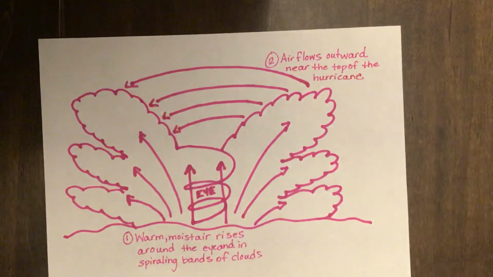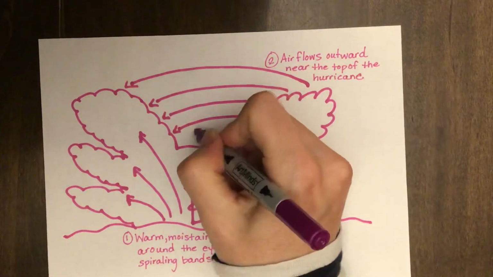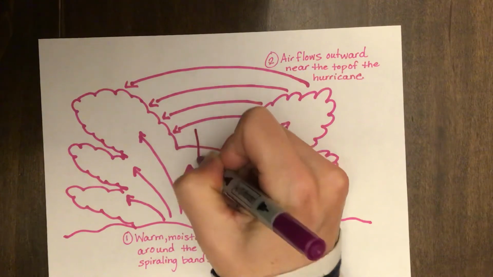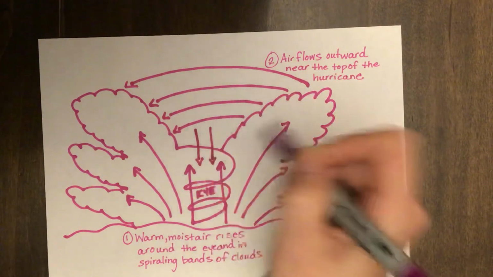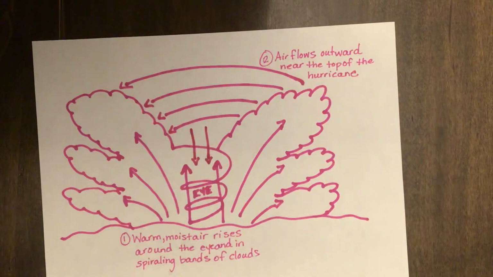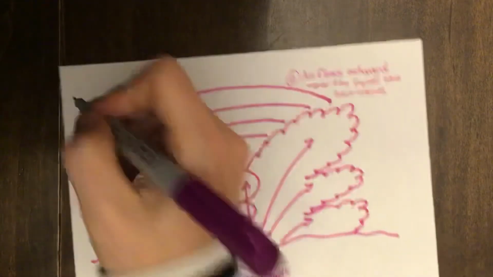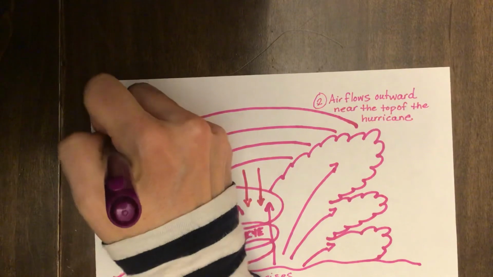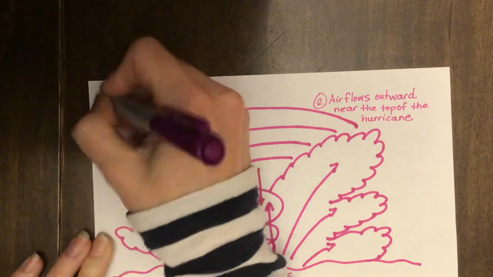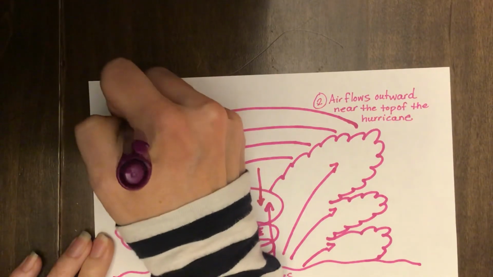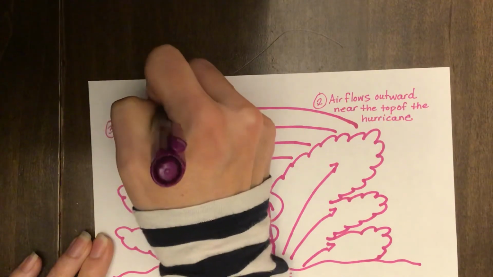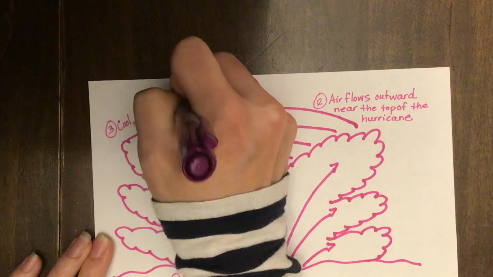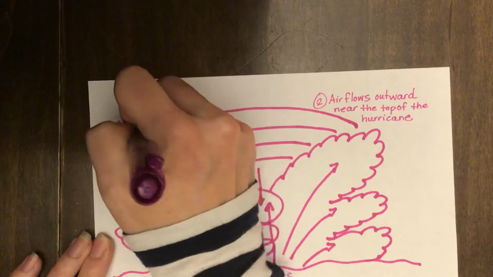Okay. And finally, we have cool, dry air that's continuing to sink back down into the eye of the storm right here, into this nice calm area. Okay, so we're going to label that as step 3. We'll put that over here. Okay, and that's the cool, dry air sinks in the eye.